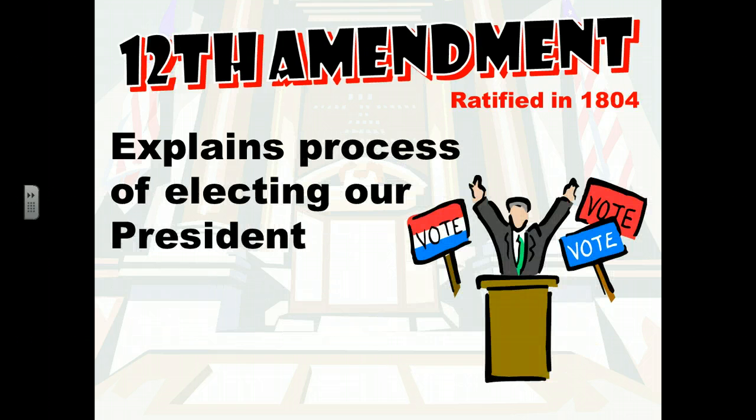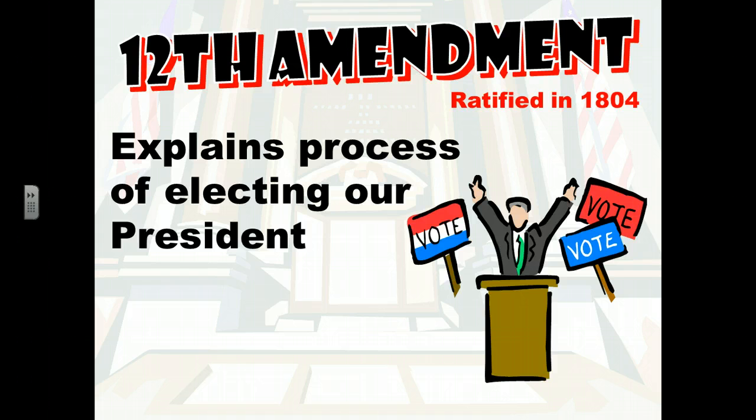Amendment 12 was ratified in 1804, and this happened as a result of some crazy things happening in the electoral process. Remember we talked about earlier, the person that got the most electoral college votes was president. The person that got the second most electoral college votes was vice president, which would often result in people of different parties being president and vice president. So this clarifies and explains the process of how we elect the president.